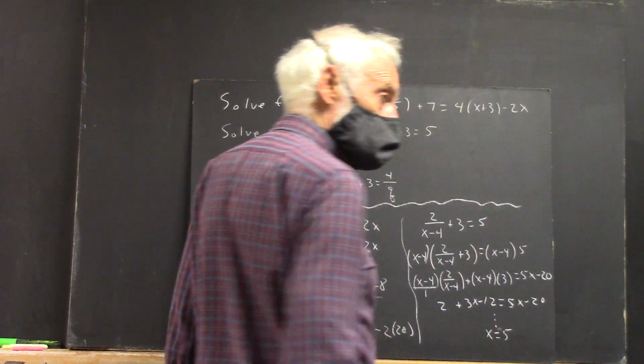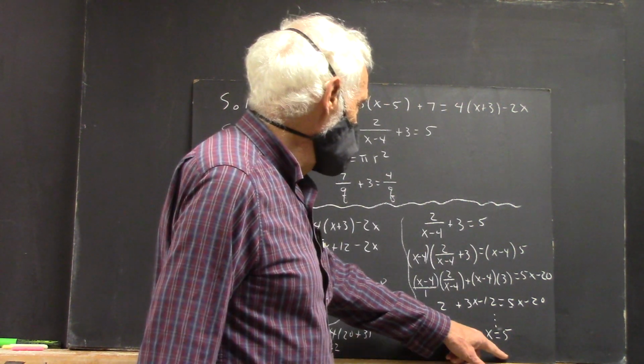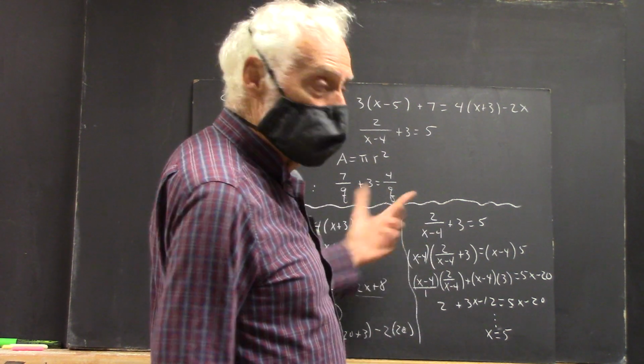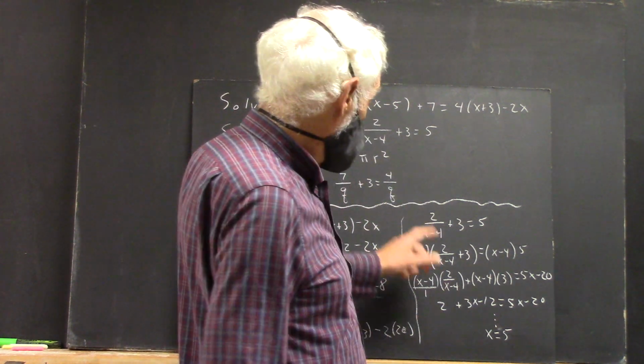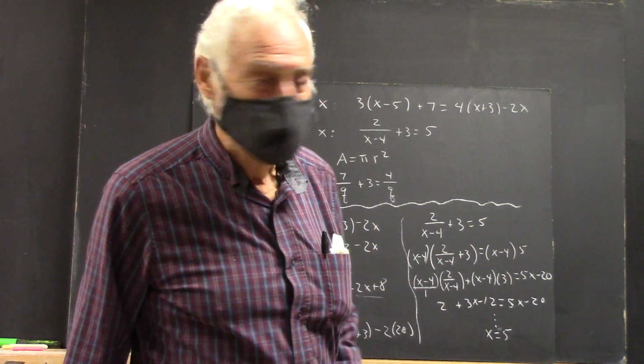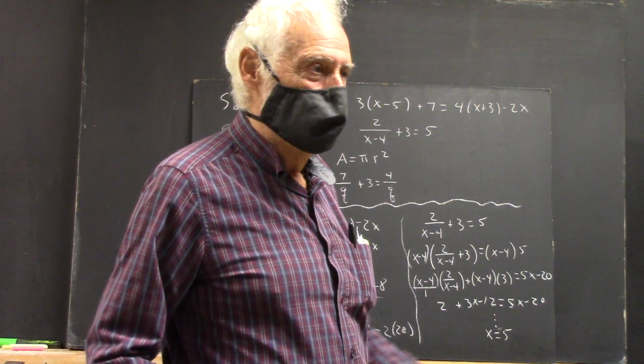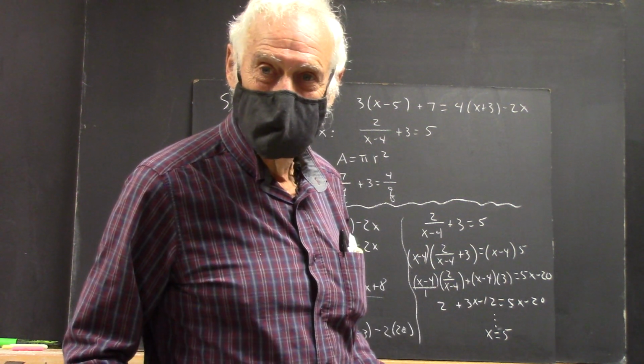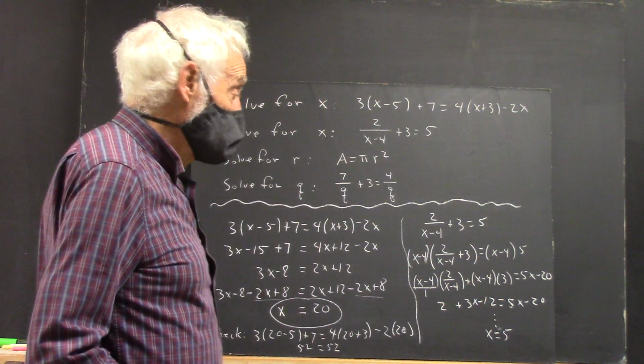Well, let's see if it is. Okay, put 5 in here. You get 2 over 5 minus 4, that's 2. 2 and 3 is 5, duh. It's not a duh. I mean, you got to do it. So you shouldn't have said duh, should have said bingo. Okay? Make sense? Okay.